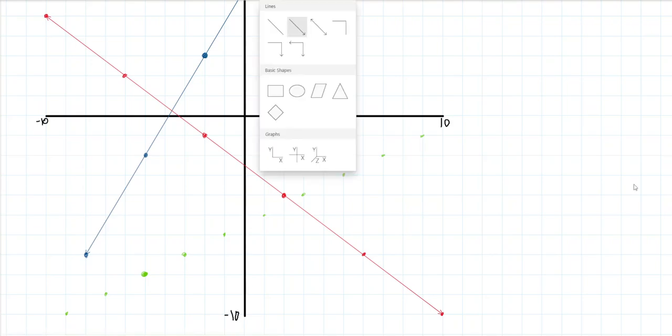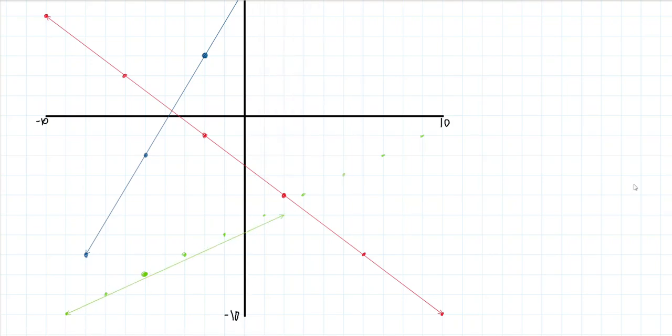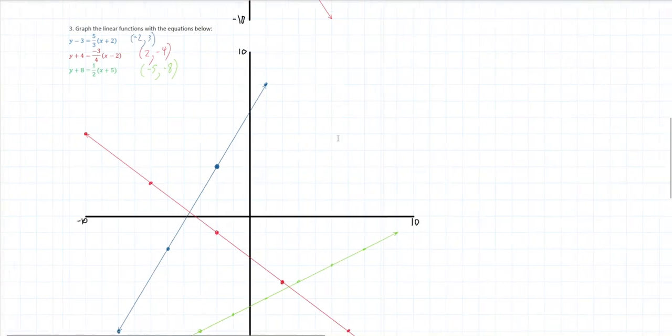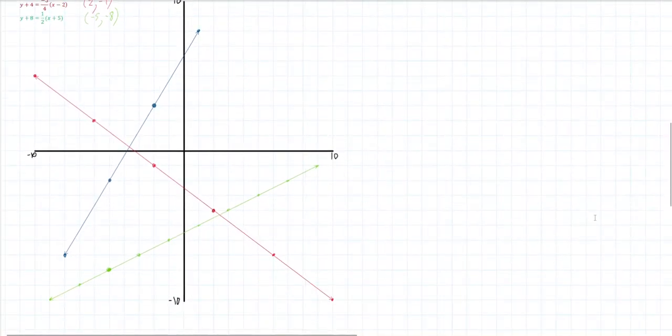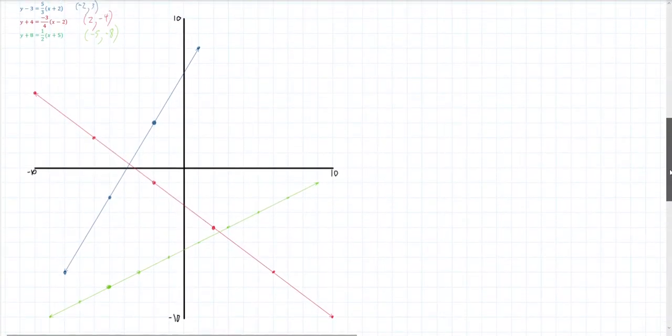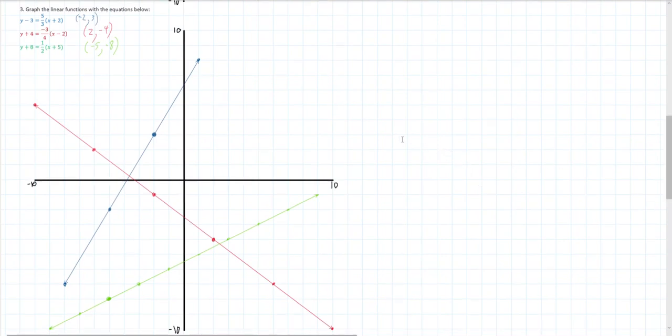Okay, so now we can draw the line. Again, you should be using a ruler. I have this way of making the lines. Okay, so hopefully this one makes a little bit of sense, being able to graph the lines based off of the equations given.